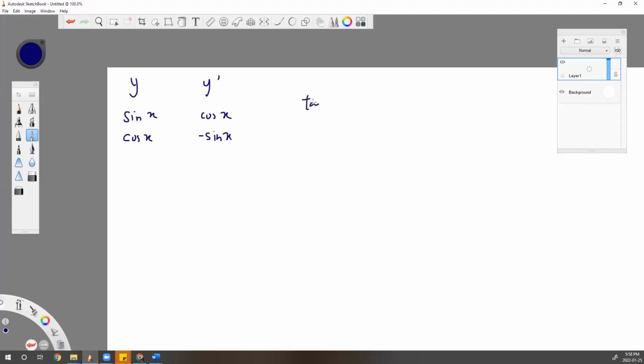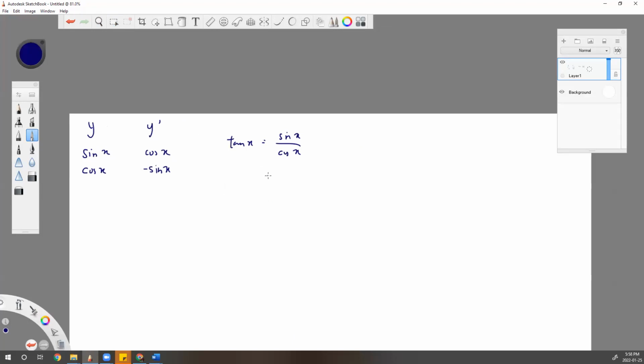How about tan? Tan x is sin x over cos x, right? You can use the quotient rule in order to solve tan x, but it's better to memorize. But we can derive it. Let's say u equals sin x, v equals cos x. So u'(x) will be cos x, and v'(x) will be negative sin x. Then y' will be (u'v minus uv') over v squared. So u'v is cos x times cos x, cos square x, minus uv', negative sin square x, over v squared. v squared is cos square x.